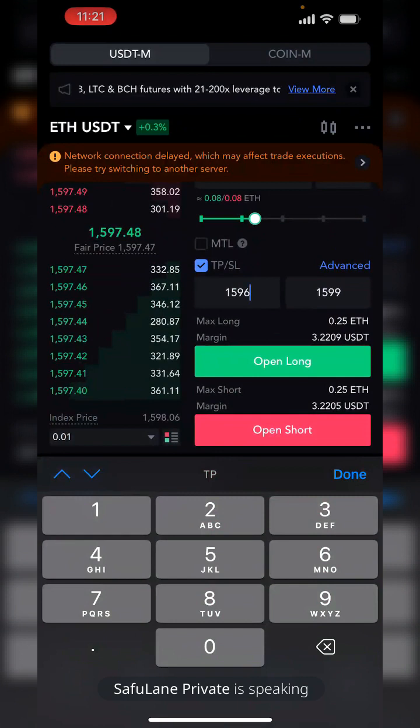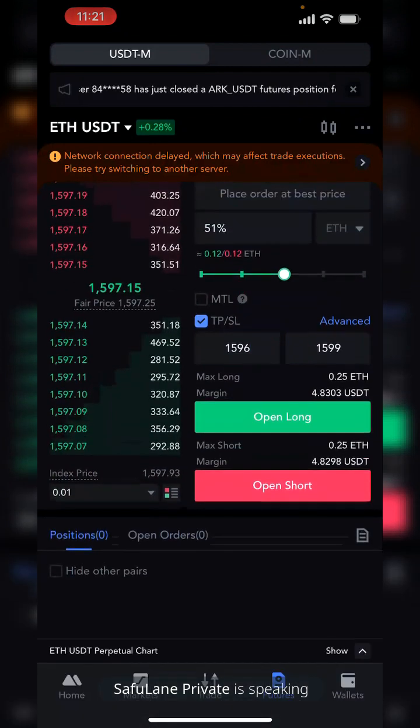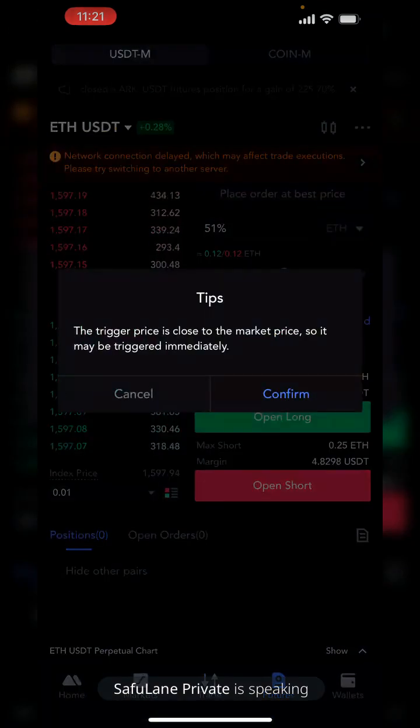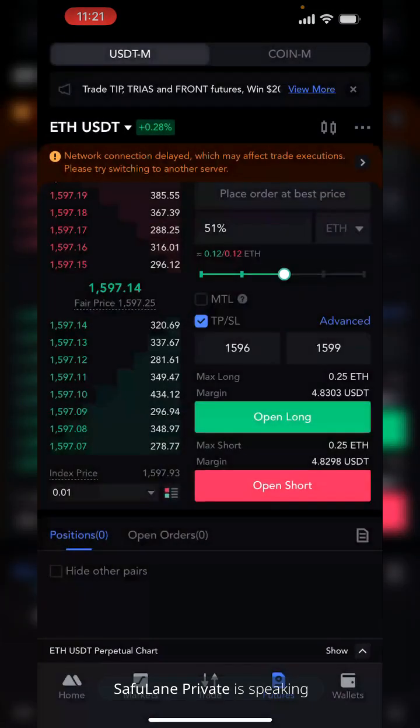Don't forget, on my futures trading, I'm going to be using about $5 for this. Let me just put in $4.8. Let me see if it will allow me to take on the short. Okay, so open short. Yeah, confirm. This trigger price is close. Yes, it's close, so I can lose immediately or have it done immediately.